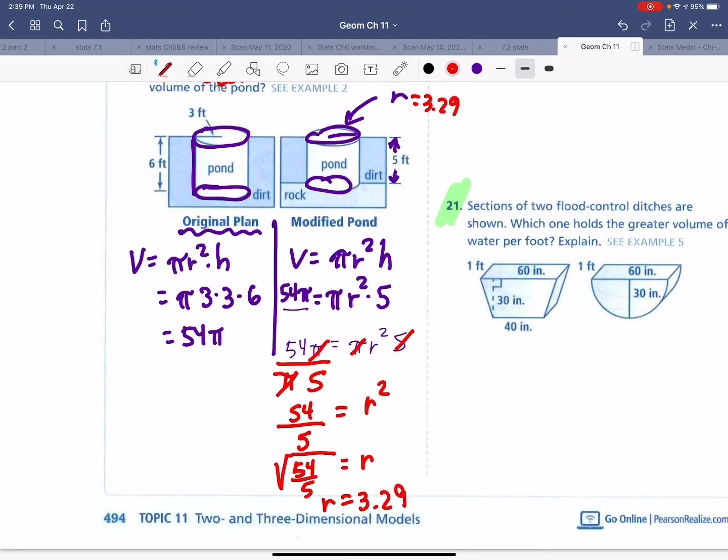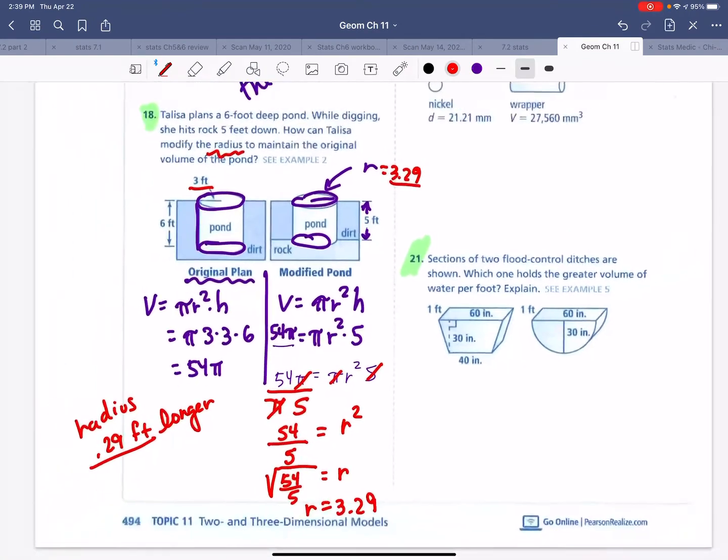3.29. So that makes sense. Instead of it being 3, I need to make it 0.29 feet. I need to make the radius 0.29 feet longer. So it's the same volume, it's just shorter and squattier, but it's wider.